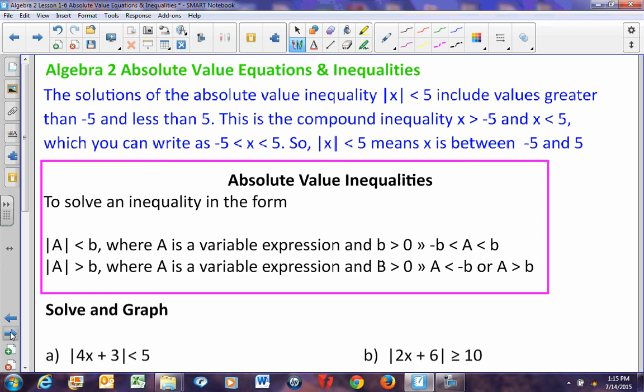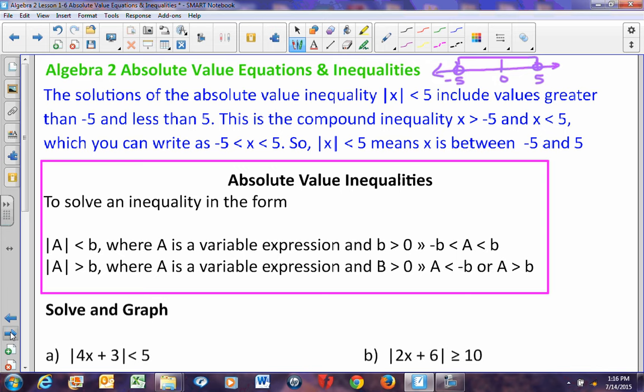positive 5. Because on a number line, if I said the absolute value is less than 5, here's 0, and say this is negative 5, this is positive 5. If they're less than 5 units away from 0, they've got to be between these two numbers here, not including those two numbers. That's what that means.